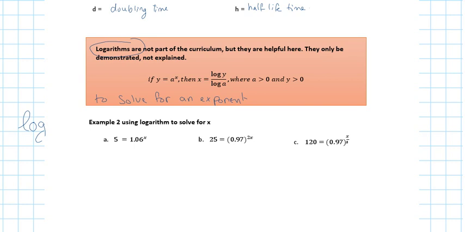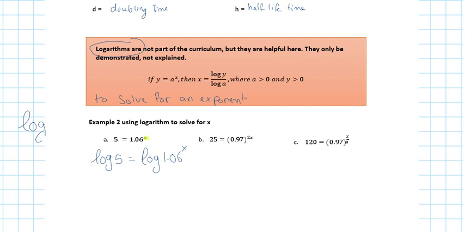Okay, so if I do log of both sides, the rule says if I'm solving for the exponent, I take the log of both sides. So log of 5 equals log of 1.06 to the power of x. Is that put equals in the calculator? Just wait for it. Don't put it in yet.